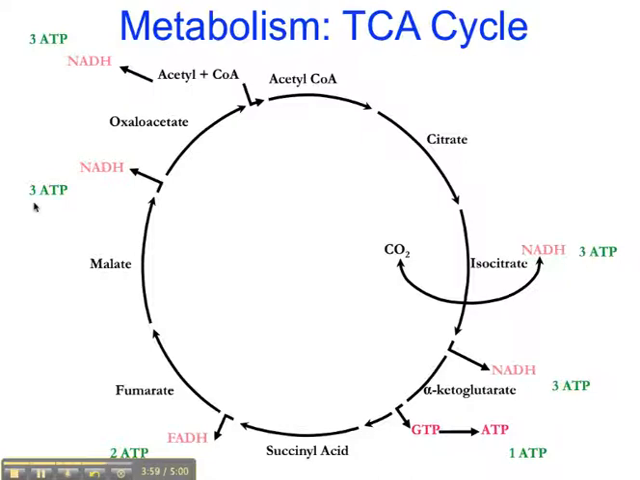So, when we look at the processing of glucose combined with an oxygen supply, we need oxygen in order to get into the oxidative metabolism. Glucose plus oxygen allows us to produce 38 total ATP. 8 from anaerobic glycolysis, 30 from oxidative glycolysis.